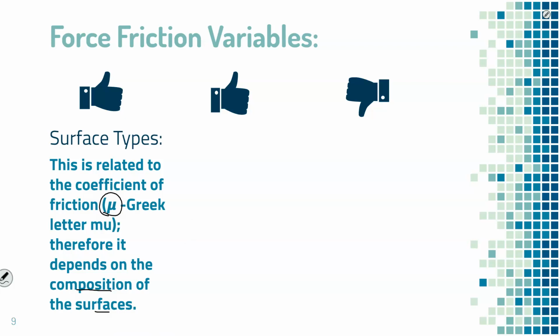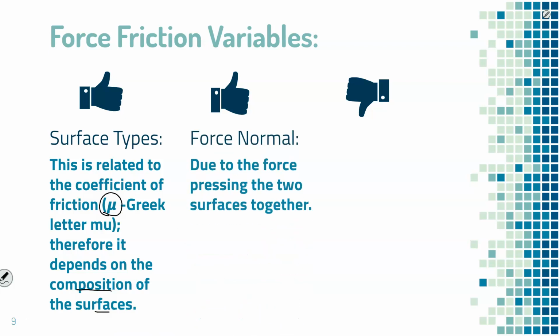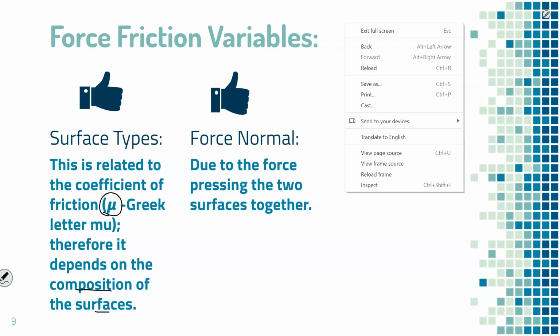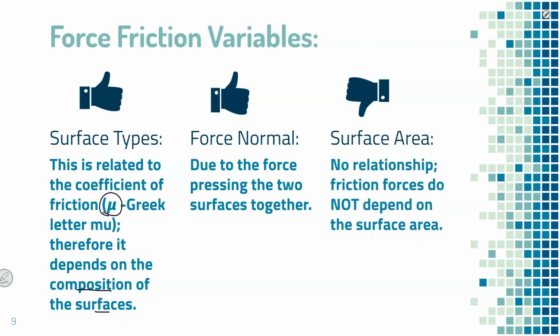The second one has to deal with the force normal. This is due to the force pressing the two surfaces together. We noticed in the lab, as we kept putting more mass on the blocks, the force of friction increased. And that's what happens when force normal increases, pressing those surfaces together, there ends up being more friction between the two objects.